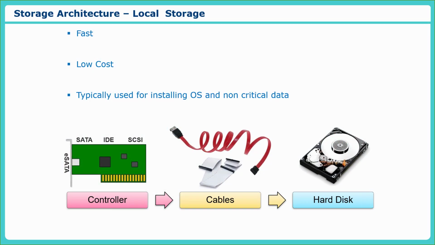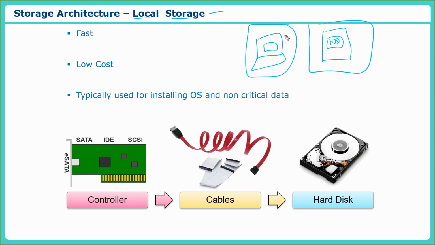So storage architecture, when we talk about local storage, means this is my laptop, and within that laptop I have a disk, or this is my server, and within that server I have a disk. We most of the time call it HDD, hard disk drive. These are considered local storage, which is local to the server where it is connected, fast, low cost compared to other storage, and typically used for installing the operating system and non-critical data.